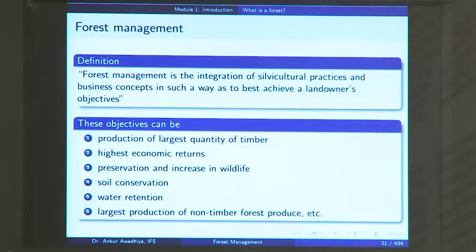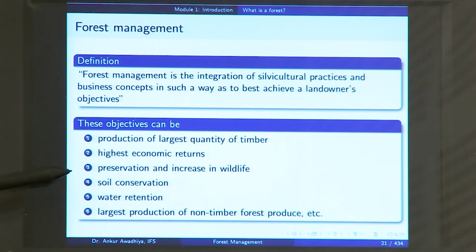So, for instance, you have a dead tree in a forest. You will see that you have an attack of termites. Termites eat up that wood, and in turn these termites are eaten up by birds. And so, when you are talking about preservation of wildlife, you need to have that dead wood in the system. Whereas, if you talk about economic returns, probably you should remove that wood and sell it off. So, depending on your objectives, your forest management will be very different.